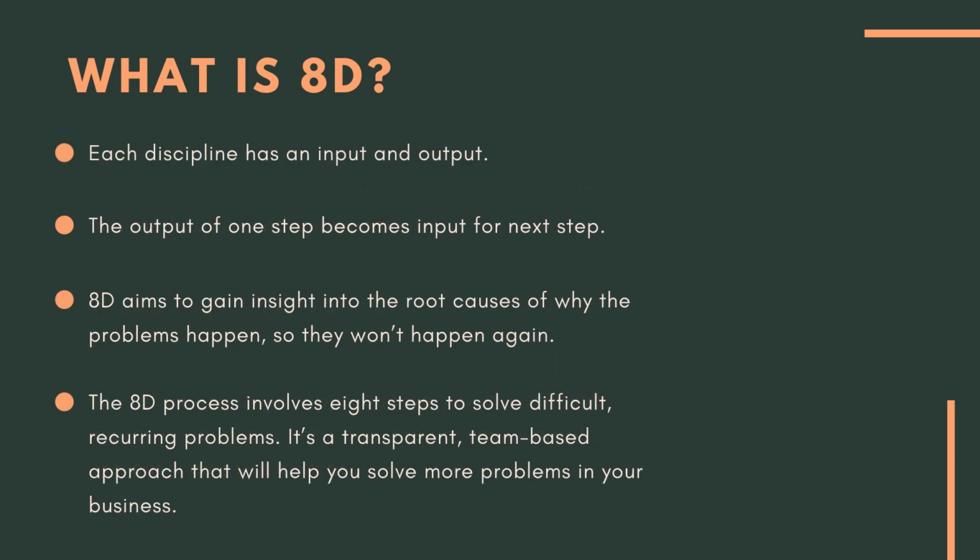Each discipline has an input and an output. The output of one step becomes the input for the next step. 8D aims to gain insight into the root causes of why the problems happen so they won't happen again. The 8D process involves 8 steps to solve difficult recurring problems. It's a transparent, team-based approach that will help you solve more problems in your business.